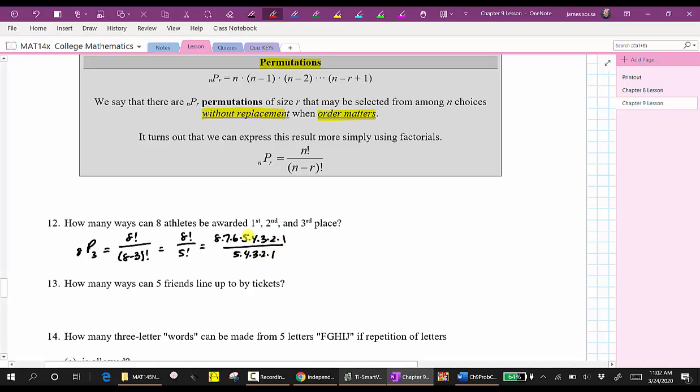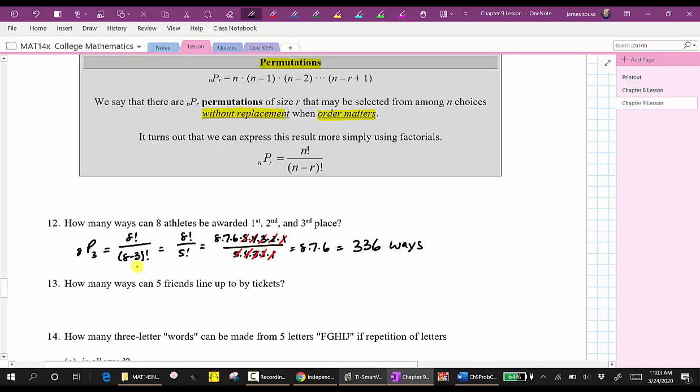Simplifying, 5 divided by 5 simplifies to 1, and so does 4 divided by 4, 3 divided by 3, 2 divided by 2 and 1 divided by 1. We're left with 8 times 7 times 6, which is equal to 336, giving us 336 ways.